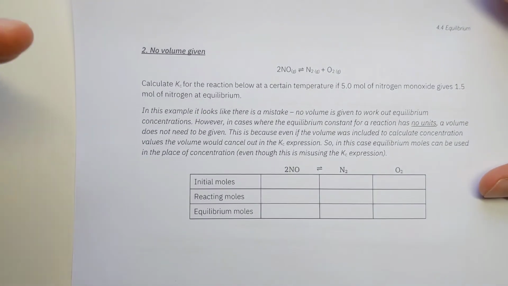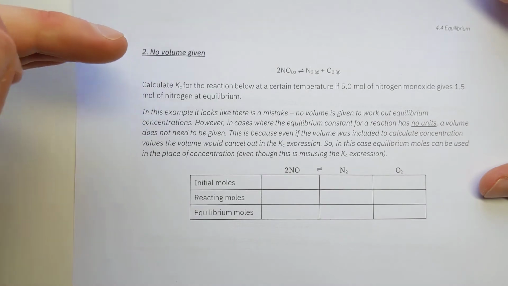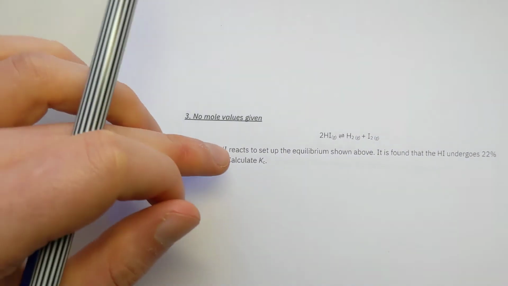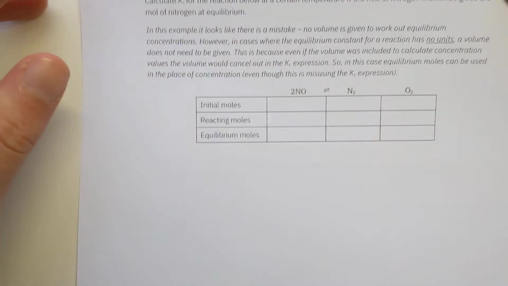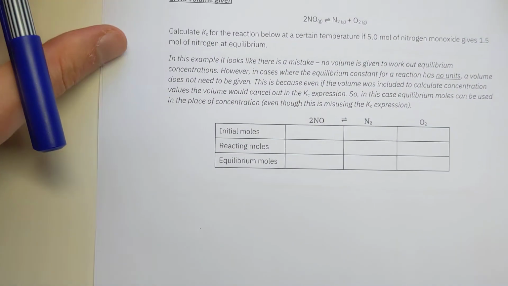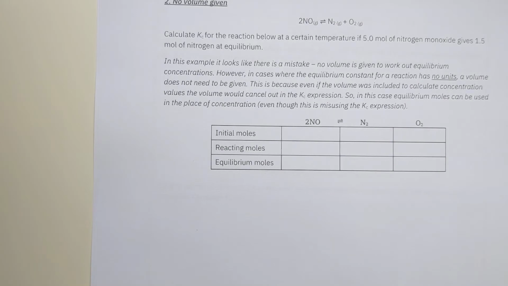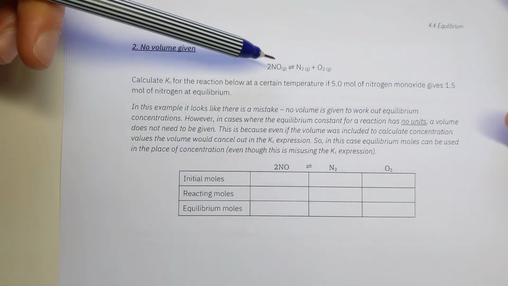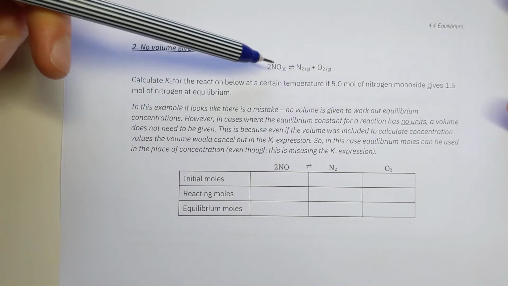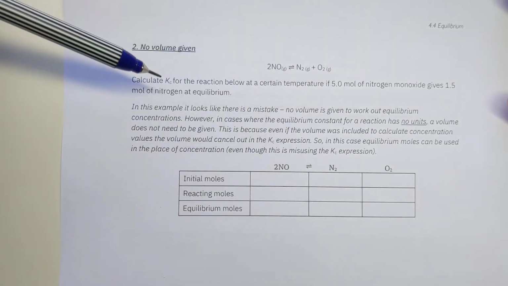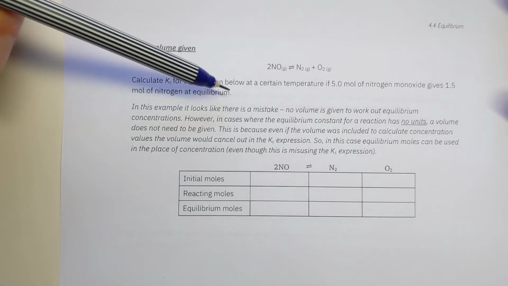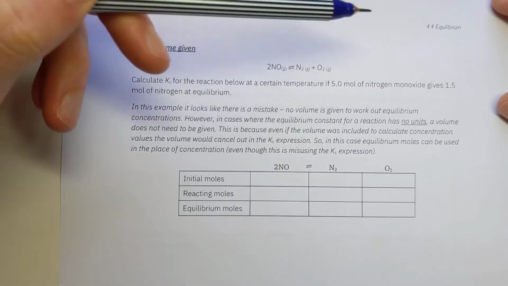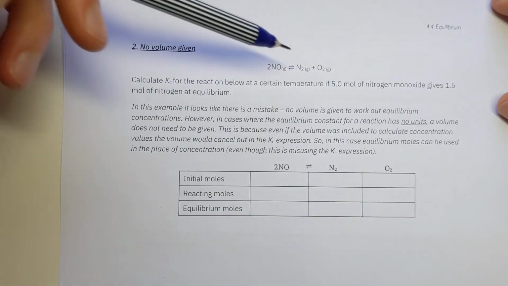So 2 variations: one where you're not given a volume to work out concentrations, and one where you're not actually given any mole values at all for the reaction taking place. So, second example, you're not given any volumes, because this question looks at first glance to be exactly the same. You've got an equilibrium equation between NO, nitrogen and oxygen. Calculate Kc for the reaction. At a certain temperature, 5 moles of nitrogen monoxide gives 1.5 moles of nitrogen at equilibrium. So it looks kind of similar.